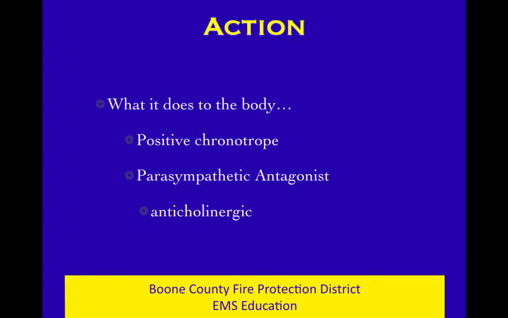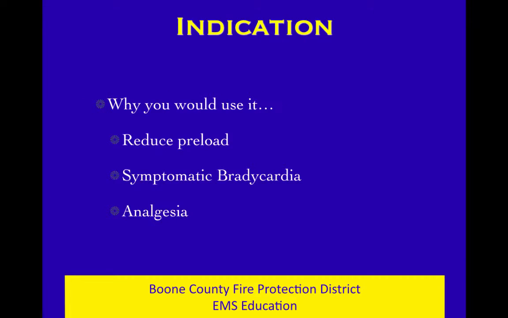Examples of that might be that a medication's action is that it's a positive chronotrope, which you now know means that it increases the heart rate. The action of a medication could be that it's a parasympathetic antagonist or an anticholinergic. Same thing. What would its net effect be? Well, you remember back now, that's positive chronotrope. So the action is what it does to the body. The indication, however, is why you would use it.